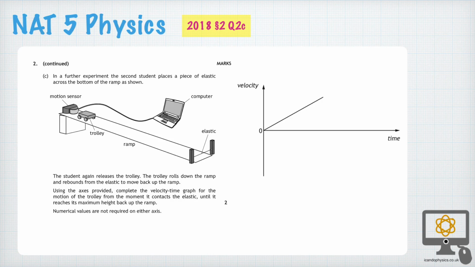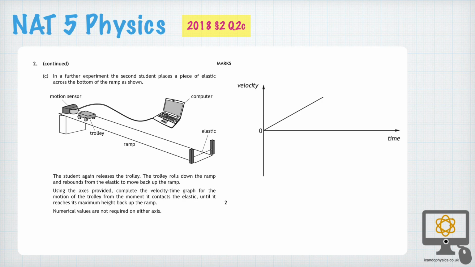And the question says this: using the axes provided, complete the velocity time graph for the motion of the trolley from the moment it contacts the elastic until it reaches the maximum height back up the ramp. The key thing here is that this is a velocity time graph, and what that means is we need to think about not only the speed that it's moving at, the magnitude of the velocity, but the direction as well, and the fact that it's changing direction.